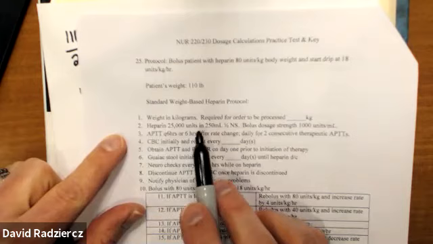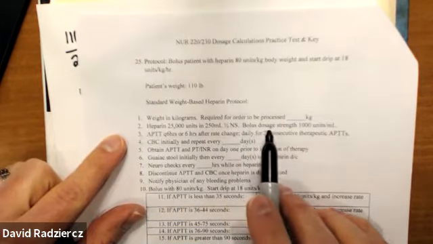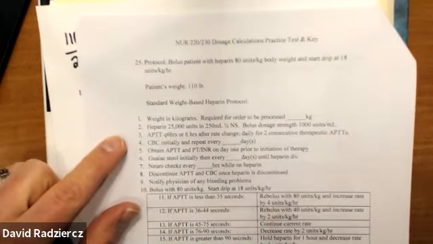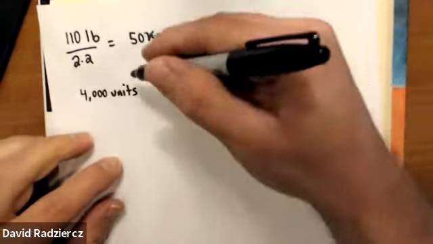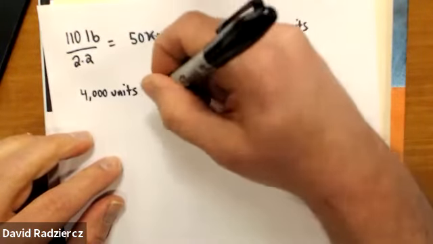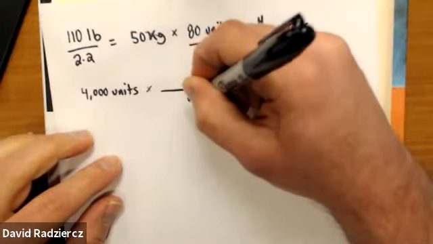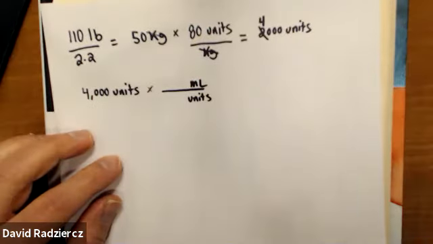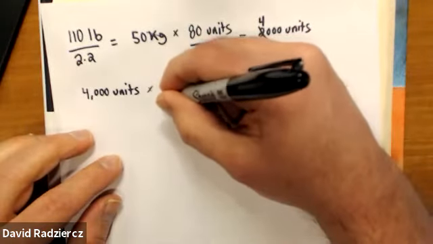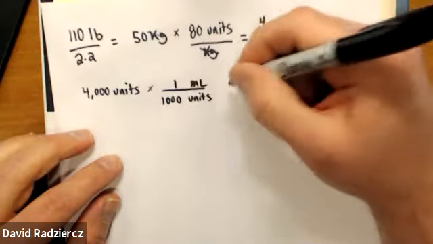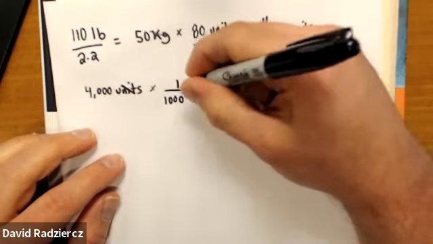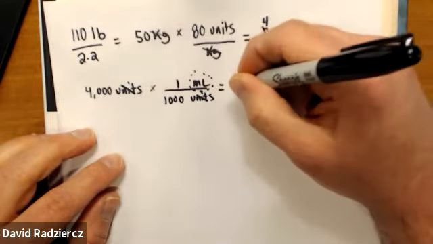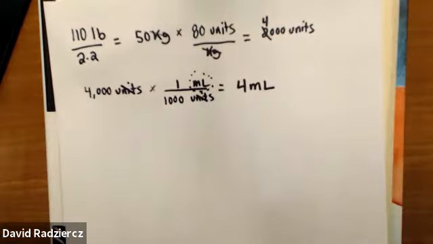I'm going to go back up to step 2 of the protocol. The second sentence says bolus dosage strength 1,000 units per milliliter. Can I use that information to convert units to milliliters? The answer is yes. I'm going to take my 4,000 units. I don't want units, I want milliliters. I know that my bolus dosage strength is 1,000 units per milliliter, so I'm going to eliminate units and be left with what I'm looking for. So the answer for A is 4 milliliters.